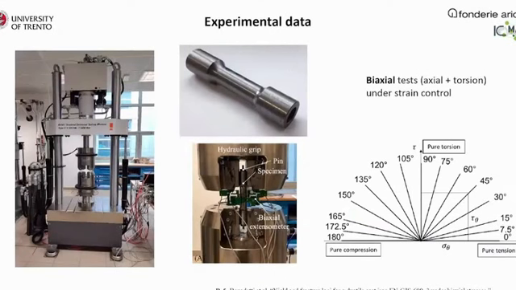So in a previous work, some biaxial tests, so basically axial plus torsional tests under strain control, were carried out on tubular cast iron specimens, as you can see here. Different biaxial loading combinations were investigated. As you can see here, the angle means different combinations of axial and shear loading.